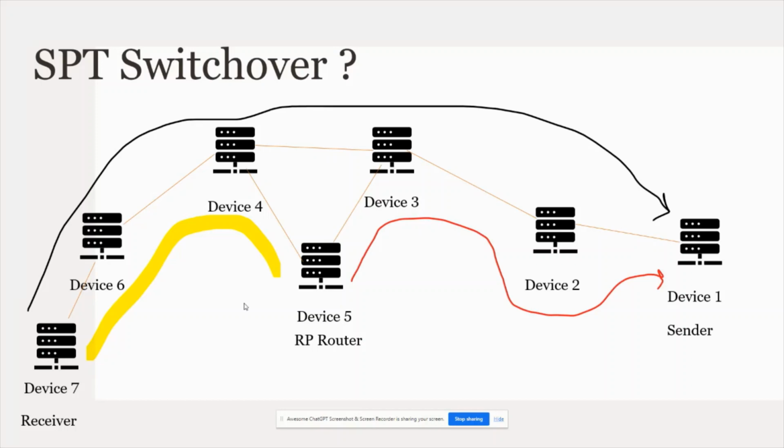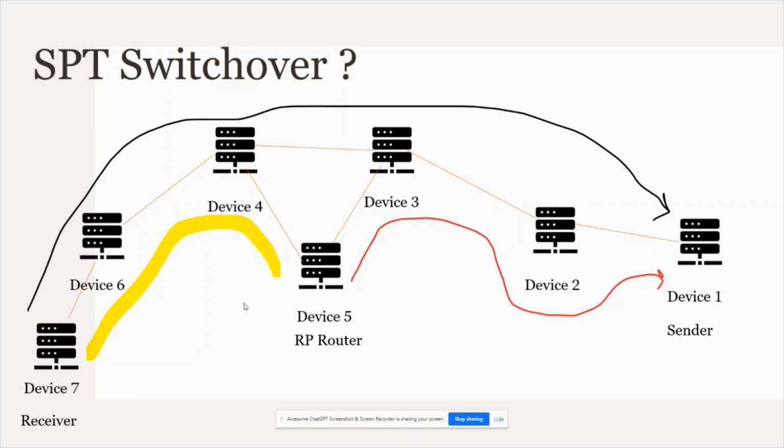With the help of this topology, I'll explain the SPT switchover, which is nothing but shortest path tree switchover. In the topology below, I have taken 7 devices, device 1 being the sender, device 5 configured as the RP router, and device 7 being the receiver. The shared tree consists of two shortest paths. The first path is from device 5, the RP router, towards the sender, marked in red, and the second is from device 7 to device 5, which means from receiver to RP.